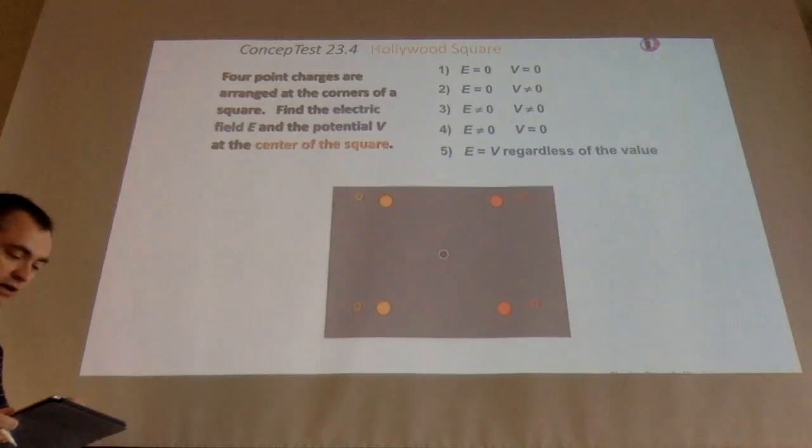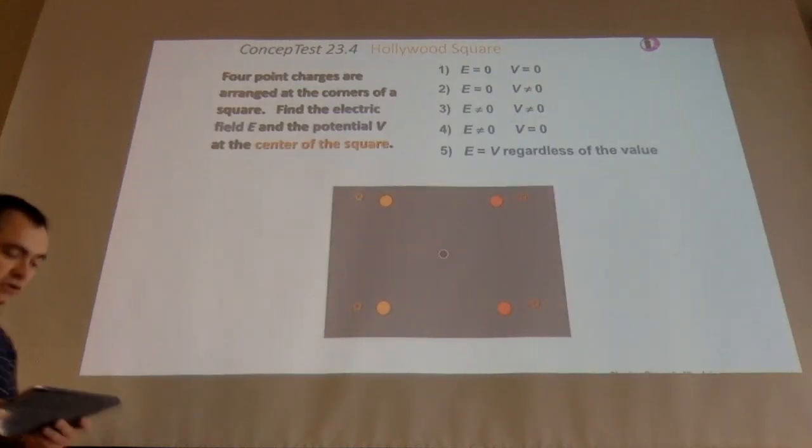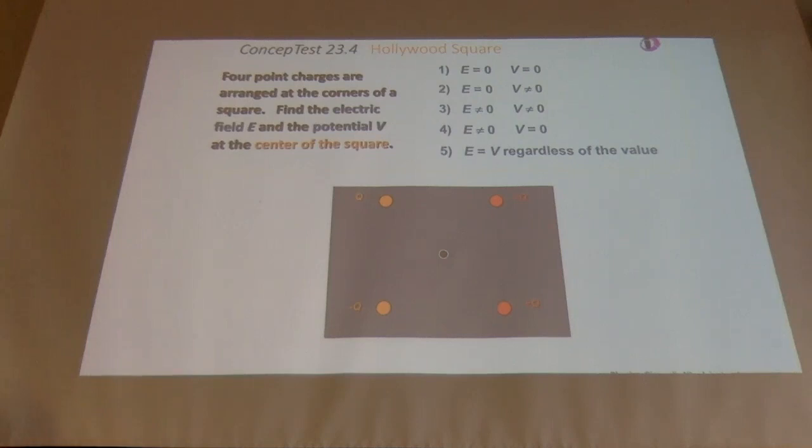Moving on, four point charges are arranged at the corners of a square. The two left ones are negative, the two right ones are positive. Find the electric field and the potential at the middle, on that black dot. You can see our answers are not exact. It's just zero or not zero for both of them: the electric field and the potential at the center.